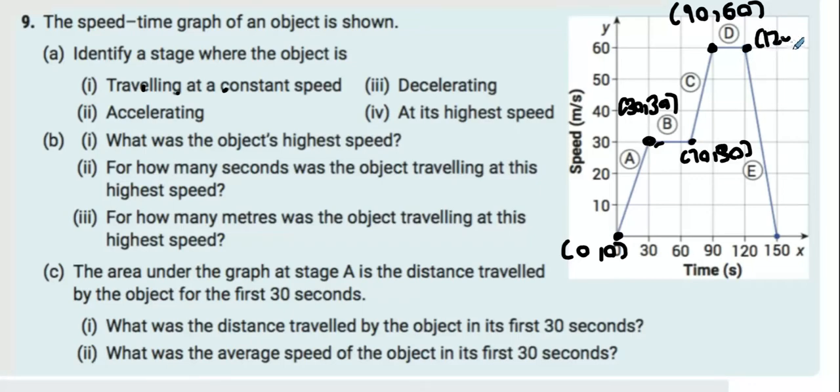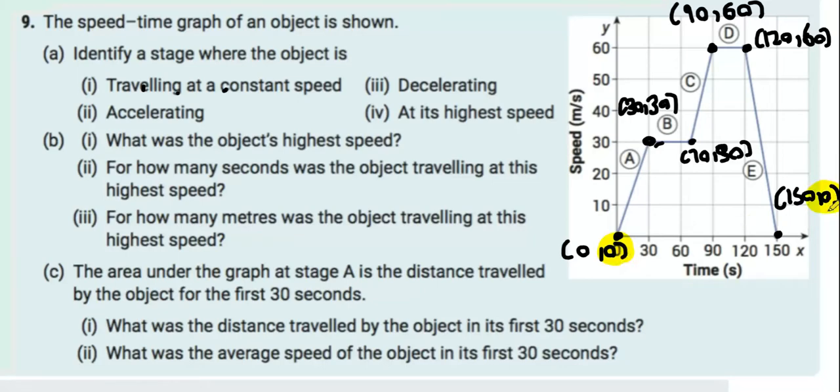120 seconds, you're still going 60. Then what happens at the very end? 150 seconds in, you stop. How do you identify if you stop or not? What's the key part you're looking for? You're looking for the y-axis to be 0.